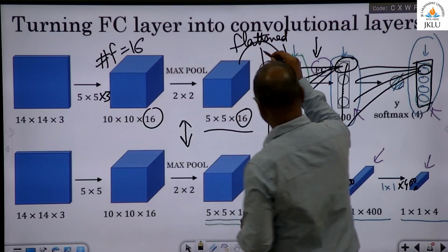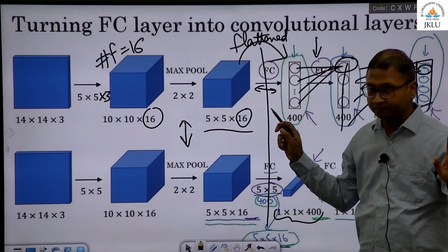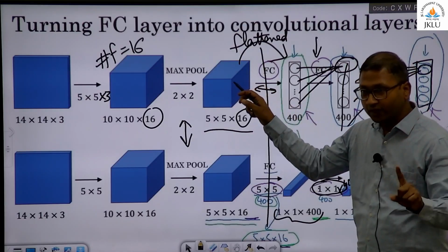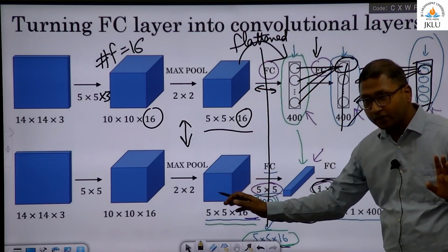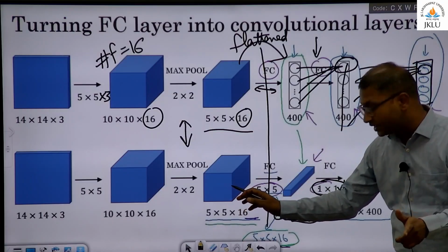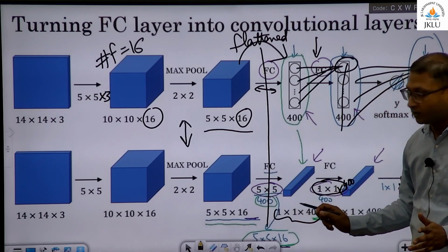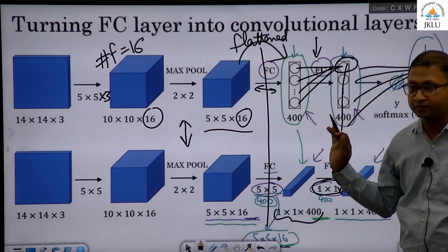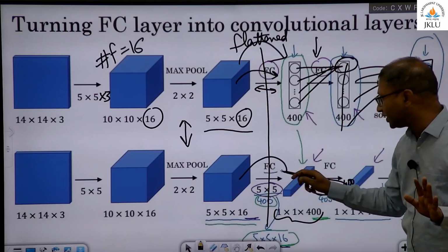See, this vertical line is telling you where flattening is happening. So these 400 numbers I flatten to get a vector of size 400. These 400 numbers I rearrange such that it is still a volume of size 1 cross 1 cross 400. No parameters here, no parameters here. See, this is a rearrangement, this is also a rearrangement. That's it.